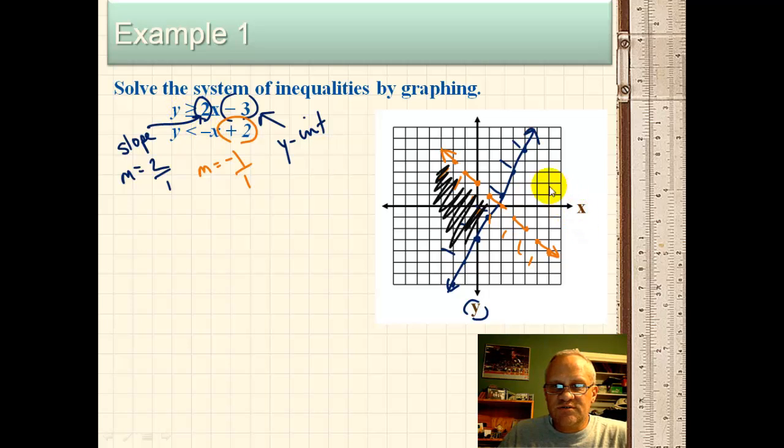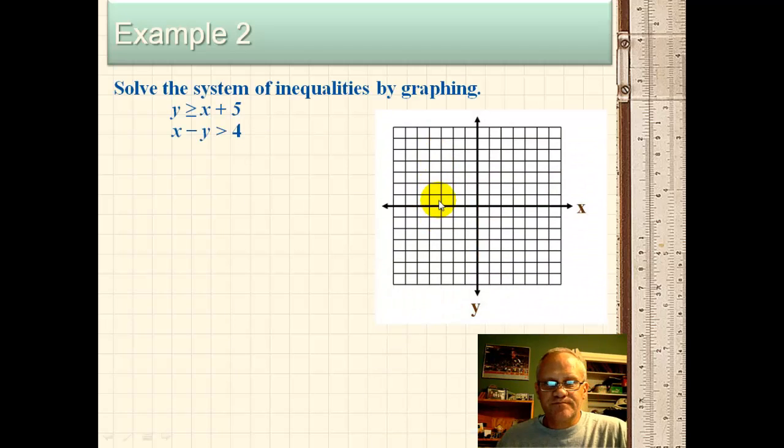If you pick points from this part up here and plug it in, it'll make the blue, the first one, true, but not the orange one. If you pick points down here, it'll make the orange inequality true, but not the blue one. And if you pick points from out here, it won't make either one of those true. Okay? So the black is where our solutions are.